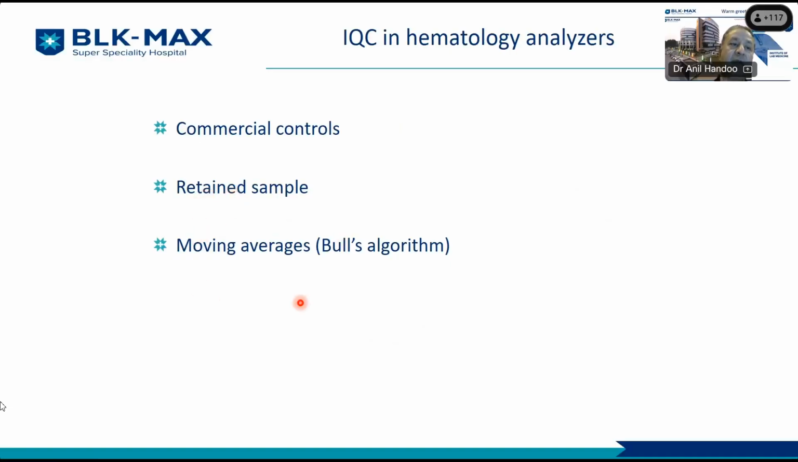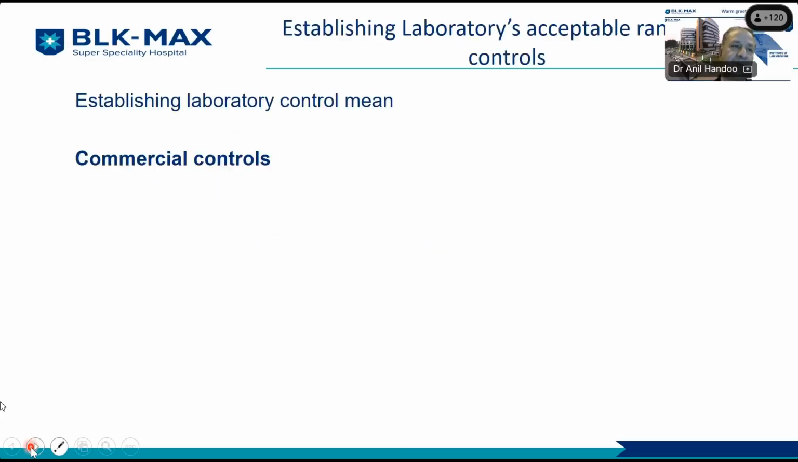And then you look at what is called moving averages or Bull's algorithm, and I'll show you that in my subsequent slides. Remember, the reason you would not want to use retained samples on a regular basis is because you need to test at all three levels. For example, in a hematology analyzer, you are testing pancytopenic samples as well as high hemoglobin, high leukocyte count, and high platelet values, and then also the normal values. So the QC that you're going to be using in your system should cover the entire analytical range or the reportable range that you're reporting in your laboratory.